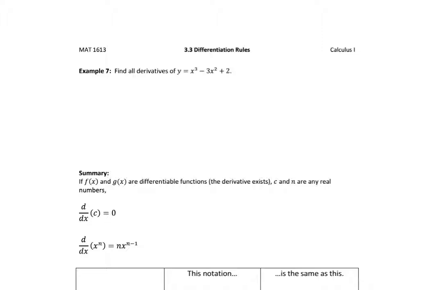So here it says find all derivatives. So first, second, third, fourth, fifth, how many ever you can find. So the first derivative, and I'm going to denote that as y prime, or f prime of x, is 3x squared minus 6x. Well, the second derivative, or you could say y double prime, f double prime x, is, okay, you can take the derivative of your derivative, which would be 6x minus 6.